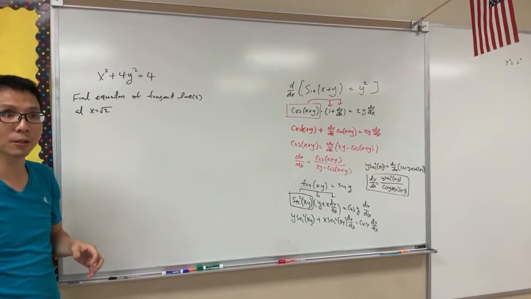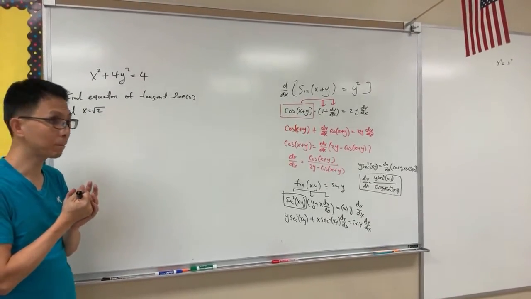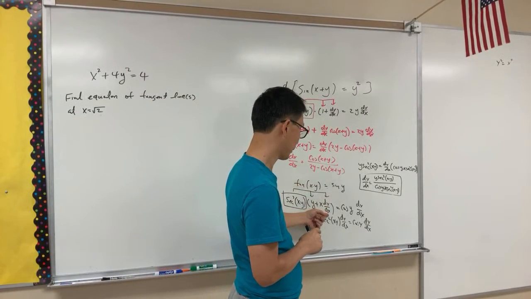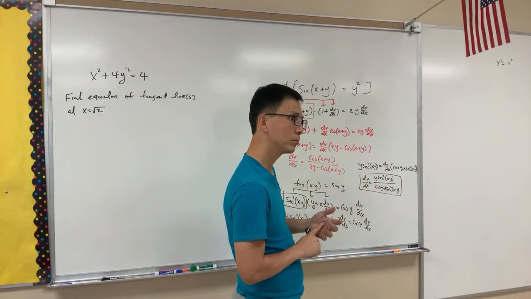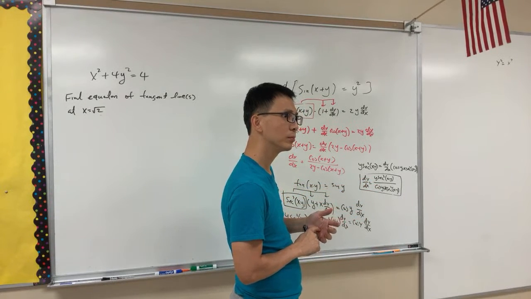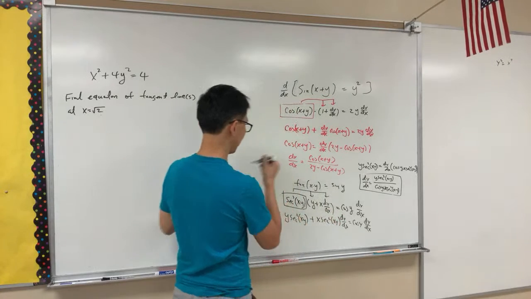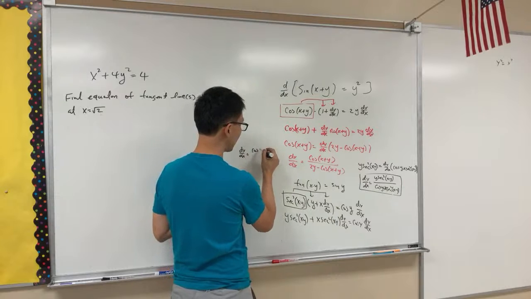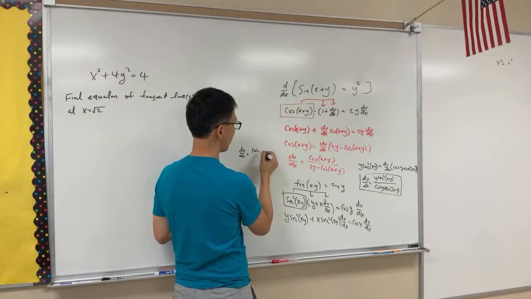Okay, Courtney, I forgot to answer your question. What if it says dy over dx equals cosine of the derivative of y over dx? That's not going to happen.